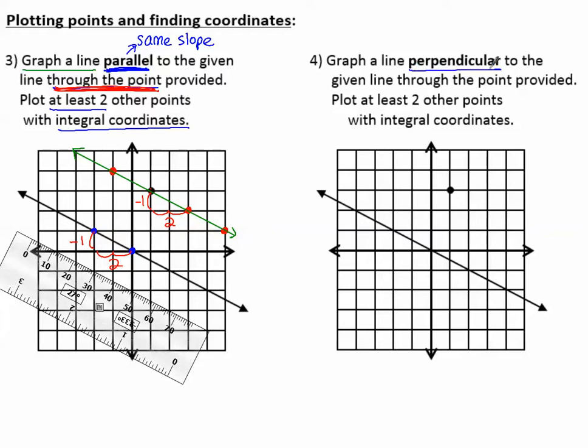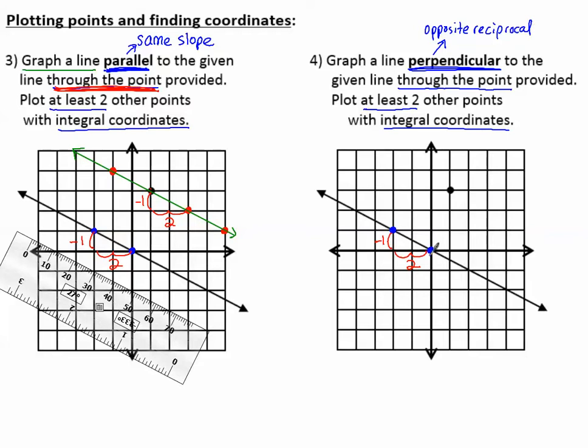Graph a line perpendicular to the given line through the point provided. Plot at least 2 other points with integral coordinates. Notice this line is like this line. So when I find the points with integral coordinates, I'm going to be counting the same slope, -1 and over 2. But remember that a perpendicular line has a slope that is the opposite reciprocal.